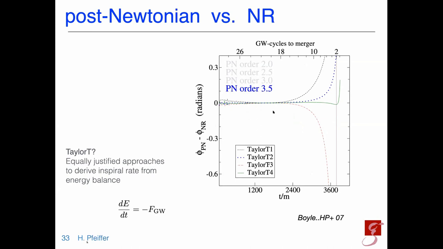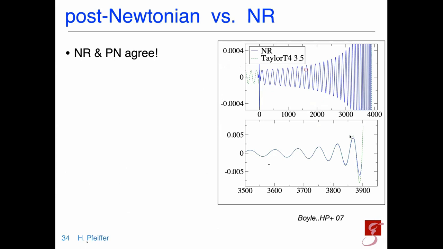The different curves here are different so-called Taylor post-Newtonian approximants that differ in how the energy balance equation is precisely implemented. And as you can see, if you pick the right one, the green one here, everything seems to be looking excessively nice, virtually all the way to one orbital cycle before merger, and there aren't virtually any phase differences at all. And so one could be tempted to say, hey, post-Newtonian works well until one cycle before merger.